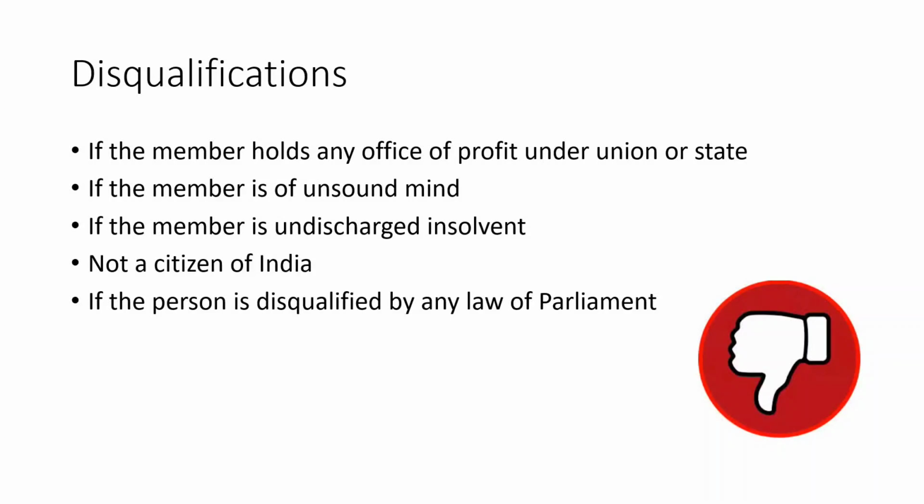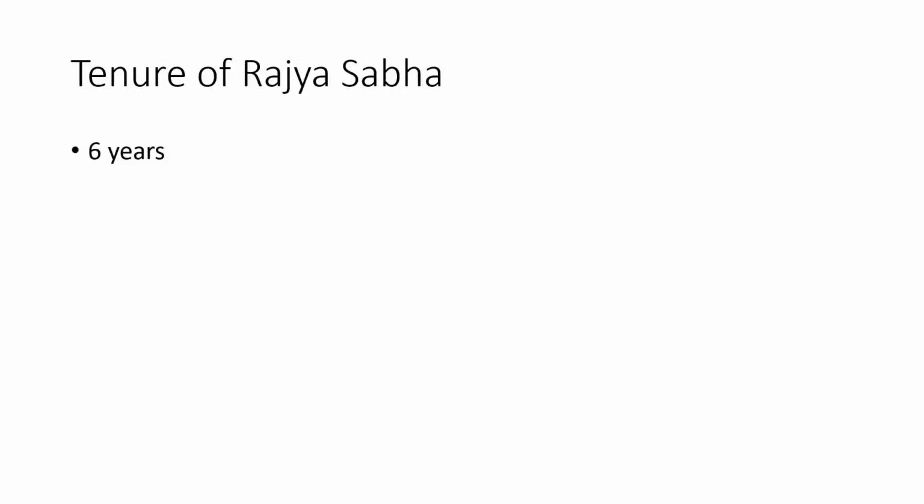Till now we have understood the qualifications and disqualifications of the Rajya Sabha. Now, a very important topic to understand is the tenure of Rajya Sabha. So, the tenure of Rajya Sabha is 6 years. Mainly, when you see the tenure of anything in India, mostly it is 5 years. This can be very confusing, but the tenure for Rajya Sabha is not 5 years. So, you keep in mind that it is 6 years.